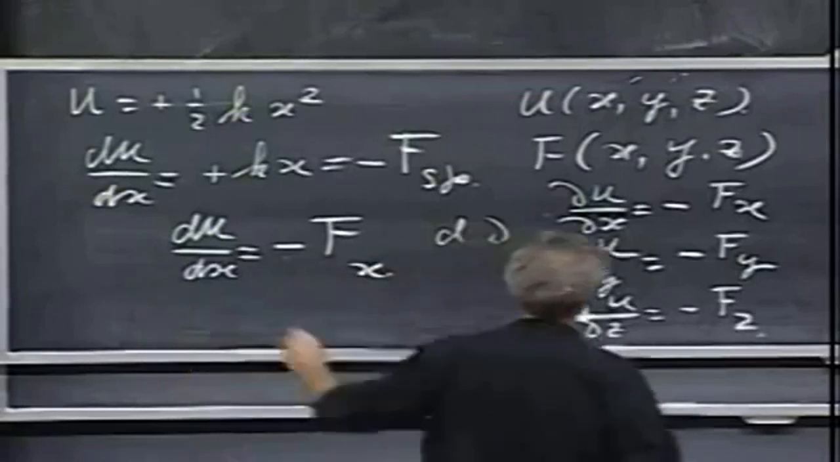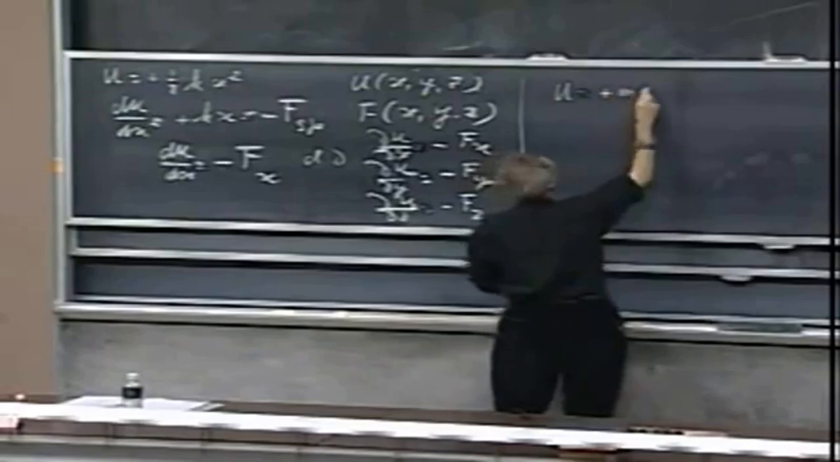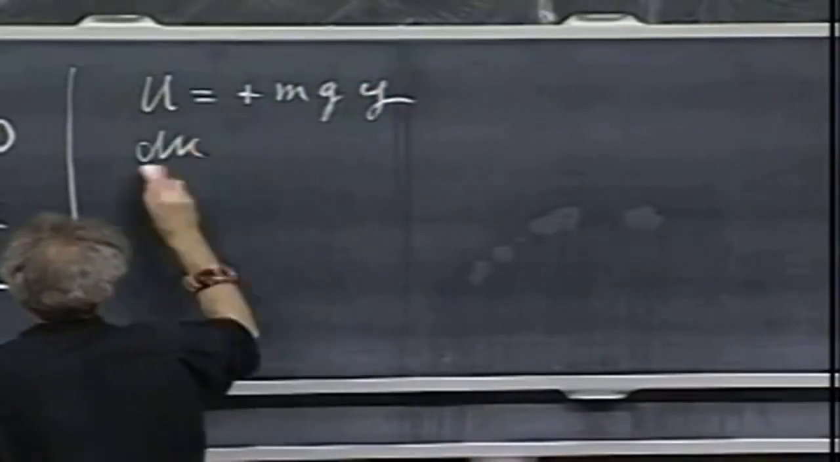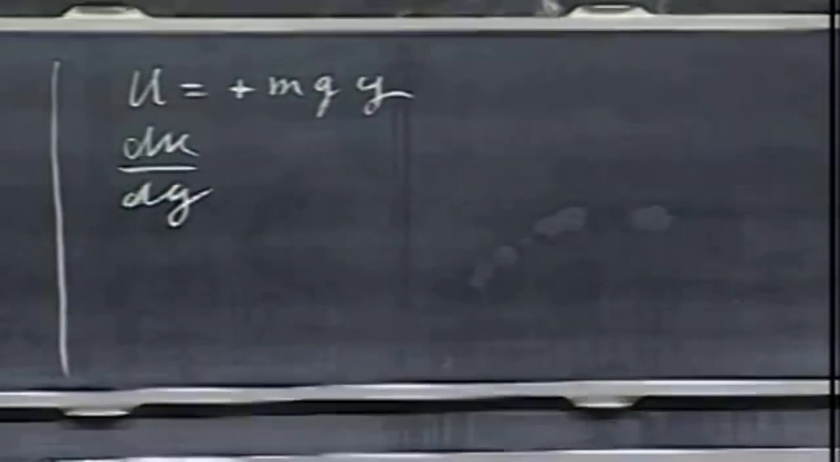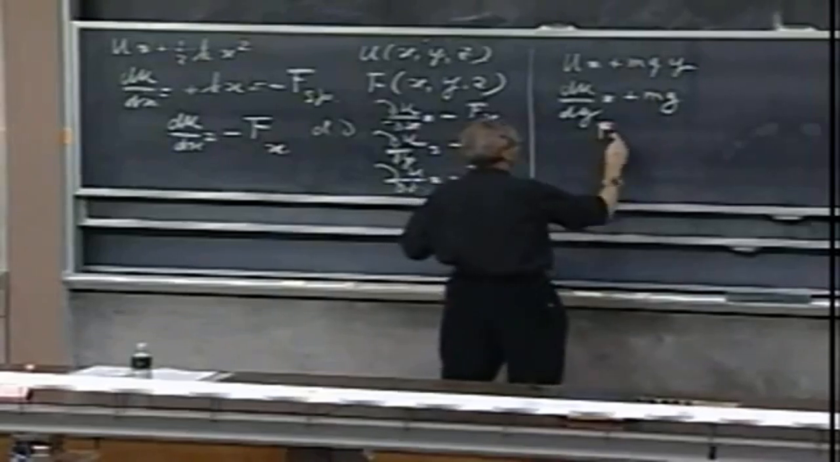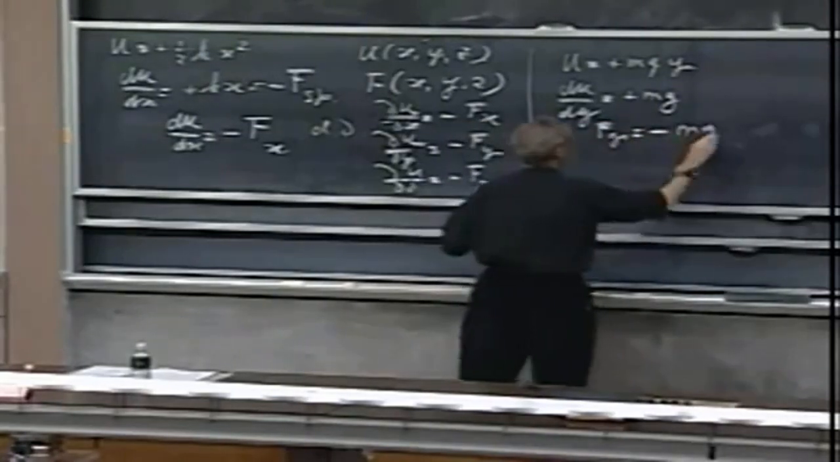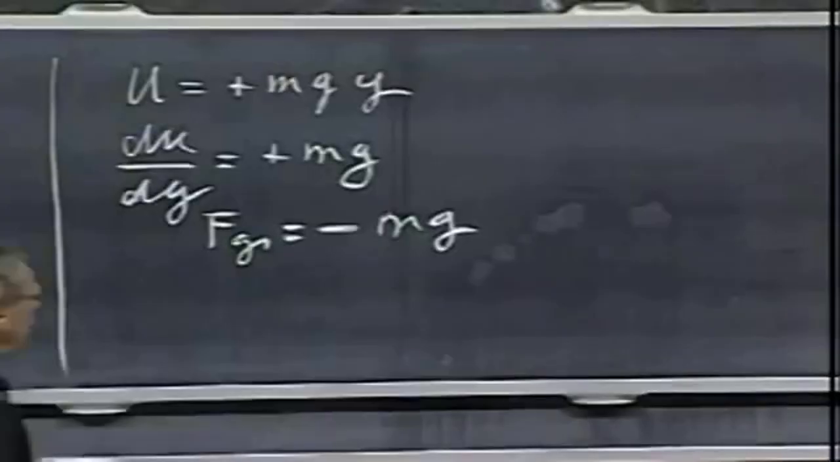If we go back to the situation where we had gravity, near Earth, we had U equals plus mgy. So what is dU/dy? This is a one-dimensional situation, so I don't have to use the partial derivatives. I can simply say dU/dy. That is plus mg. And notice that the gravitational force was minus mg. Remember, the minus sign is still there. And so you see that here, indeed, dU/dy is minus the gravitational force.